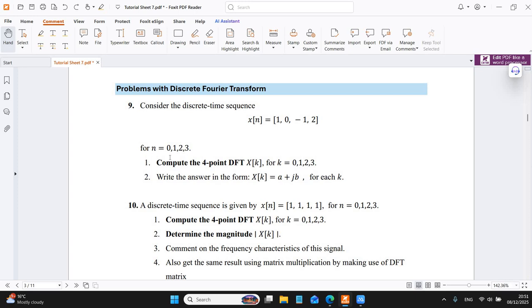You want to find the 4-point DFT, and in the second part of the question, you have to write the answer in the form x of k is equal to a plus jb, for each k. So it is not a big deal. So we will see now.